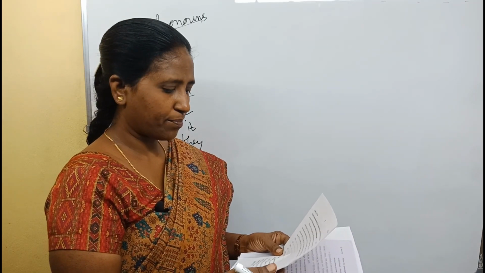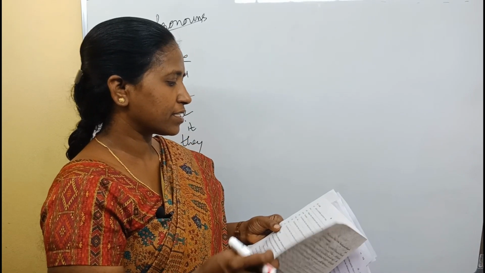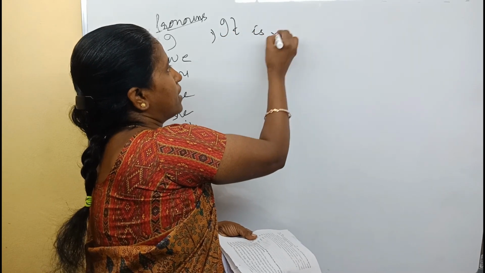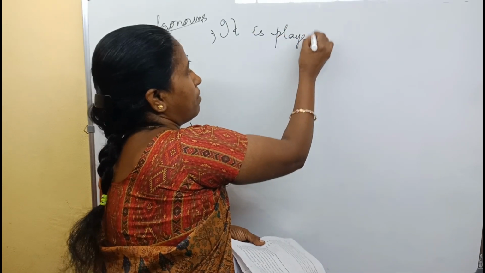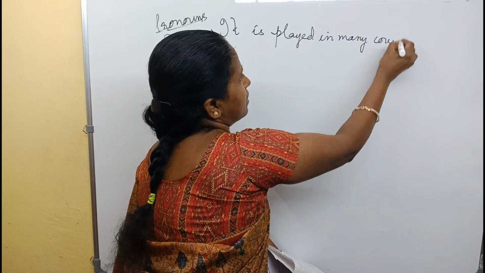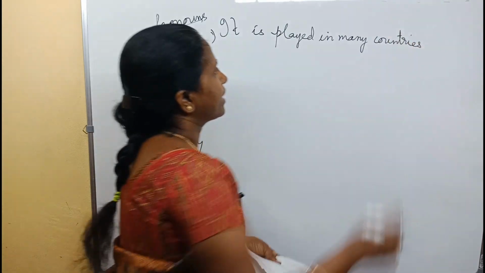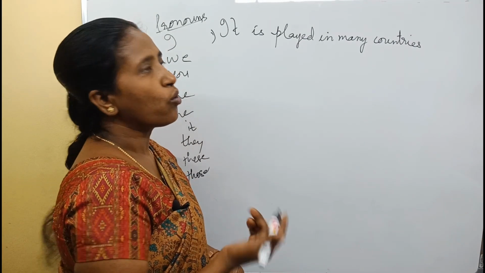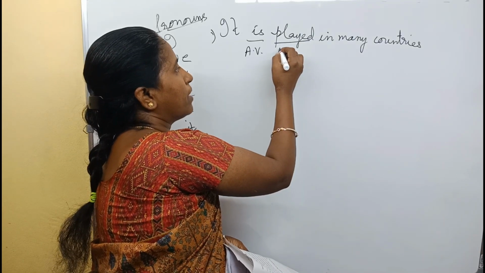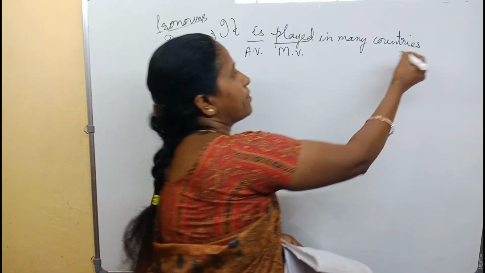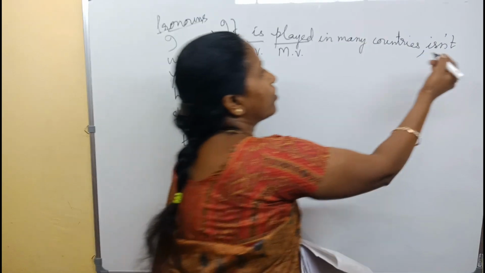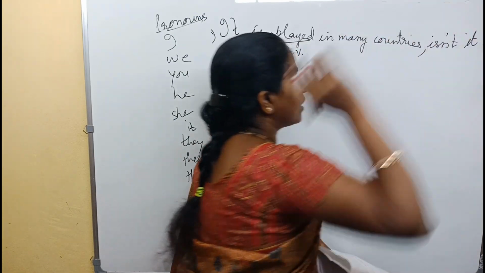Here is one more example. It is played in many countries. Add a suitable question tag. Now look at this sentence. Is it positive or negative? Yes, it is positive. What is the auxiliary verb? Is is the auxiliary verb. Played is the main verb. So what will be our question tag? Isn't. And here it is a pronoun only, so no problem: isn't it?